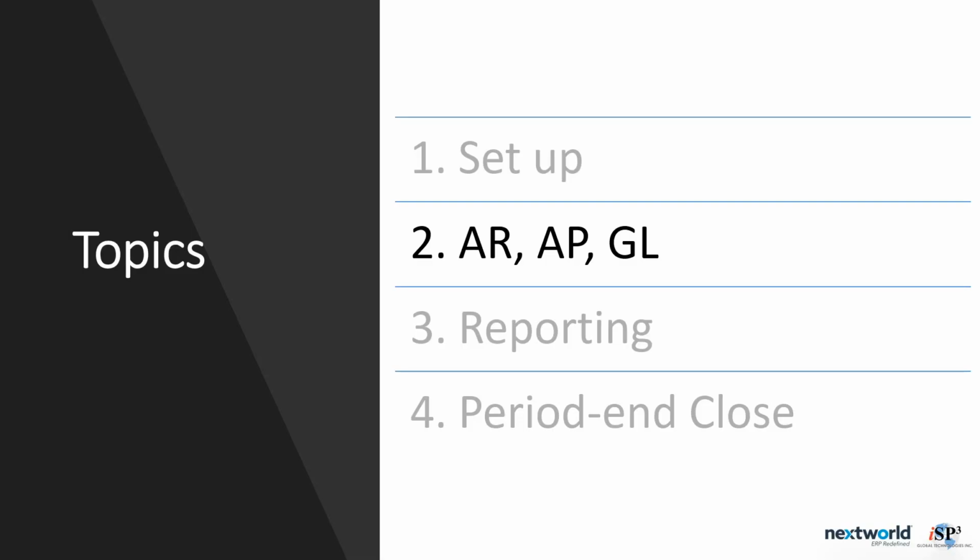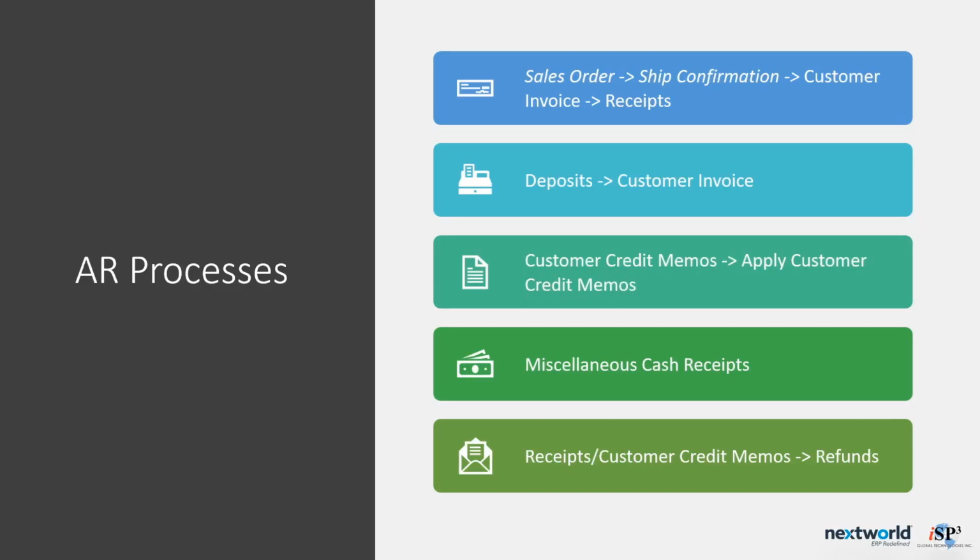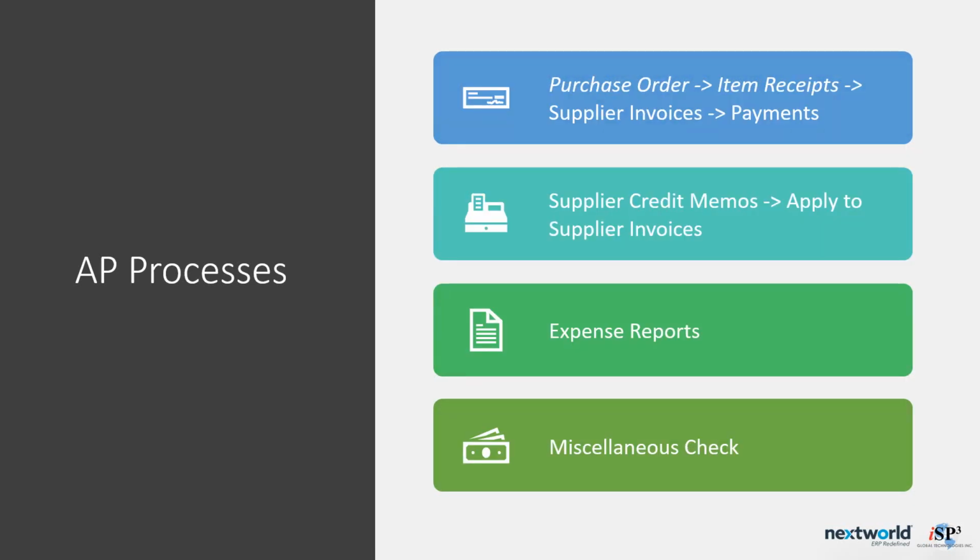Next, we will cover the business functions that can be performed in the product. As with any ERP financial solution, Nextworld can manage AR processes like customer invoicing, credit memos, and cash receipts, and AP processes such as supplier invoicing, payments, and expense reports. Today, we're going to use the financial portion of the procure-to-pay process to highlight the powerful workflows in Nextworld and benefits of real-time posting to the GL.